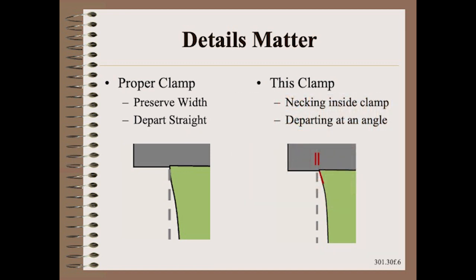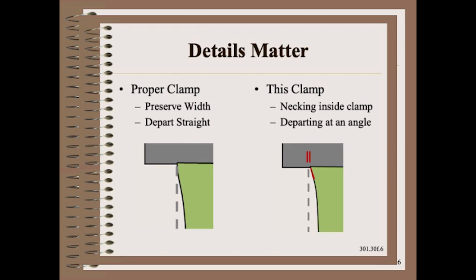However, this clamp did not do either. The necking of the specimen was not just outside the clamp, it was also necking inside the clamp. Does this help give you an idea of what the problem might be?